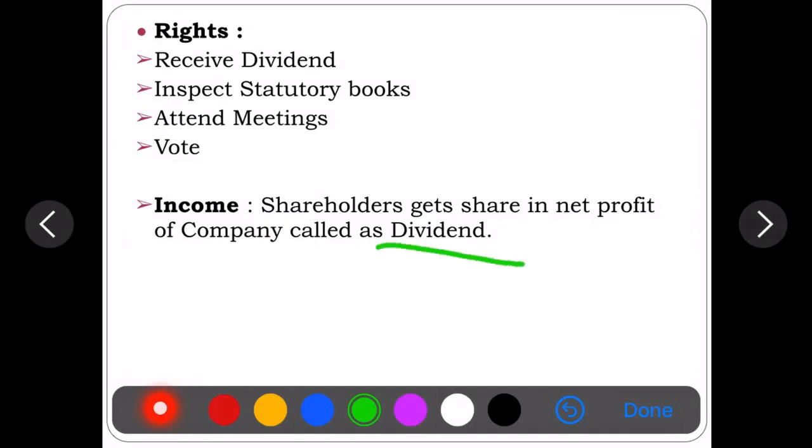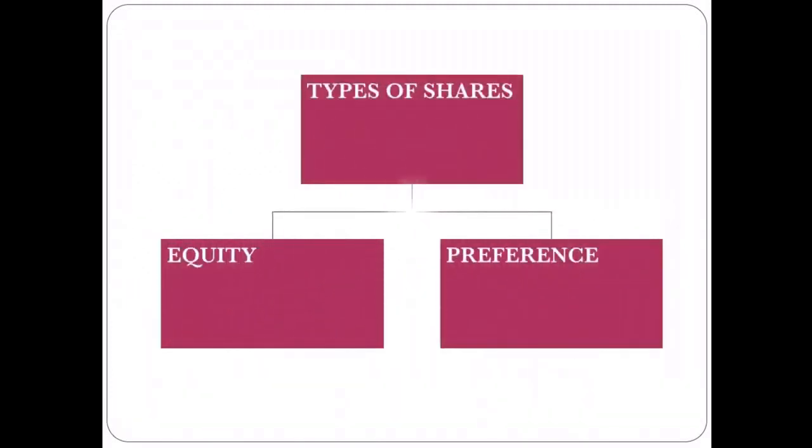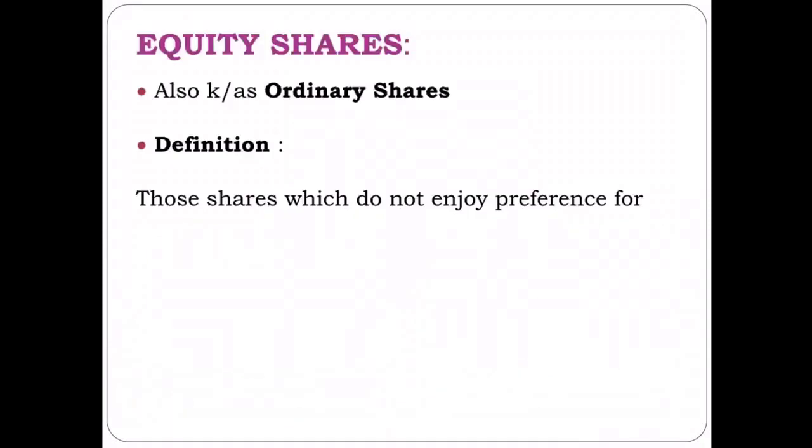The next set of features. Till now we have learned about the features of shares. Now we'll be talking about the types of shares. Shares are broadly categorized into two broad parts, equity and preference. Equity shares, also known as ordinary shares, are those shares which do not enjoy preference. They do not enjoy priority over preference shareholders.